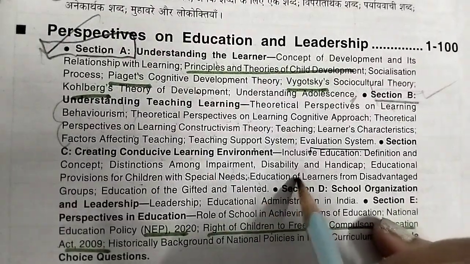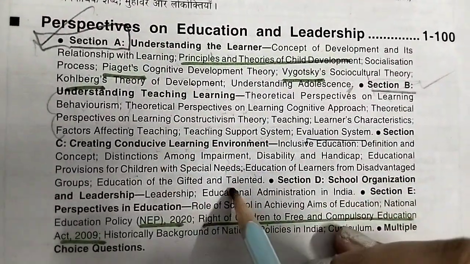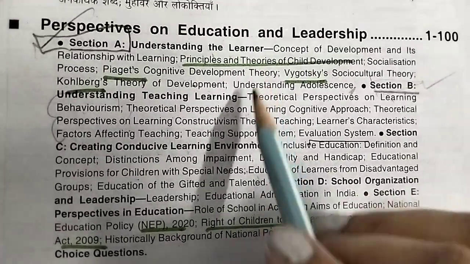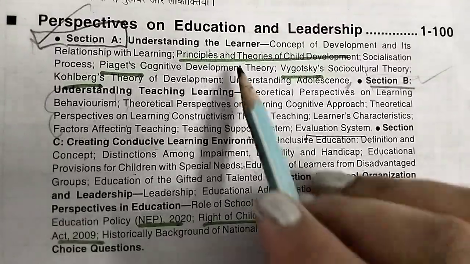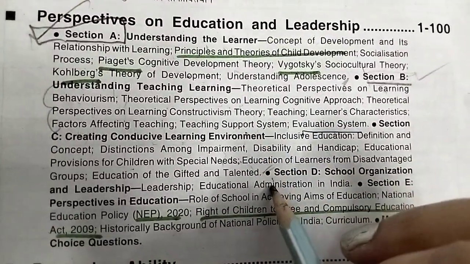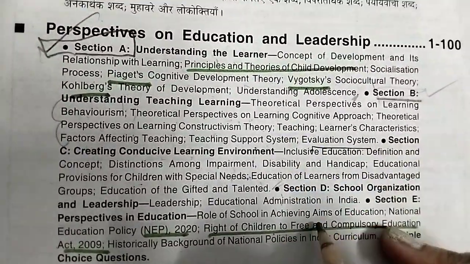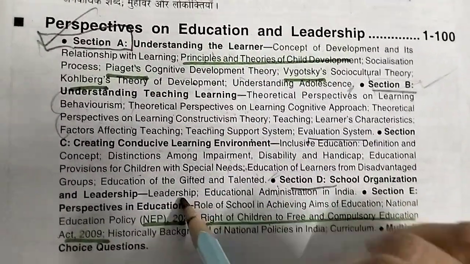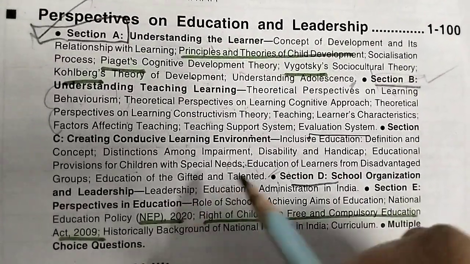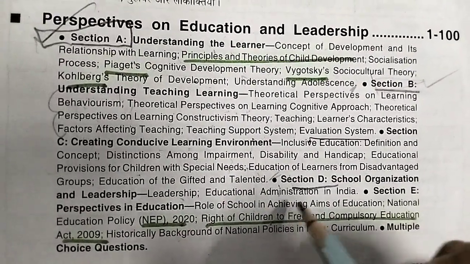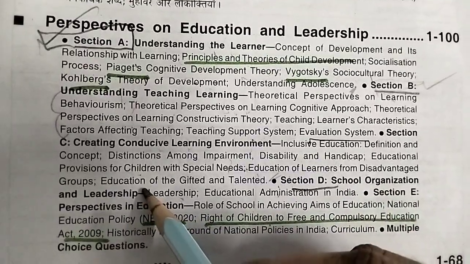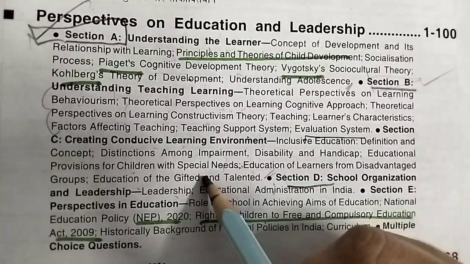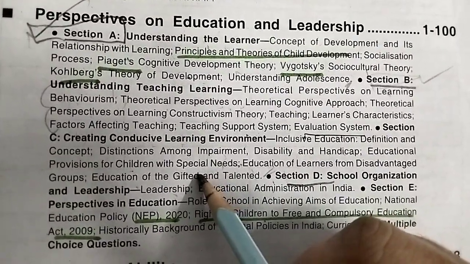And see, disability and handicap, education provisions for children with special needs. This is also covered in the CTET syllabus. Okay, so sections A, B, C, up to here, if you prepared for CTET and TET, the syllabus is over. Next, coming to section D, it is school organization and leadership, that is, leadership and education administration in India. It is a small topic, included in one of the lessons in perspective education also. That is also included in the TET syllabus.